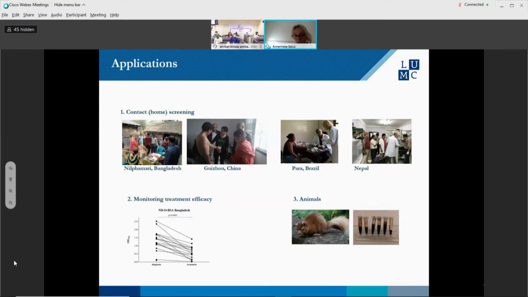So to give you an idea what we are using our test for, there are applications, for instance, for contact screening. On the left, you see an image of work in Bangladesh, China, Brazil and Nepal. We use it for monitoring treatment efficacy, so to estimate the biomarkers on diagnosis and also first treatment. And we have also been able to apply our PGL1 test to animals, because you may know that there are animals in the UK, the red squirrels, that have been infected with Mycobacterium leprae.